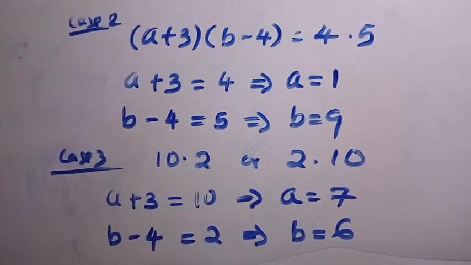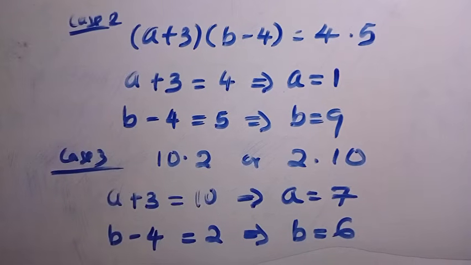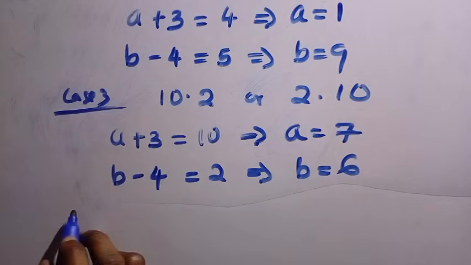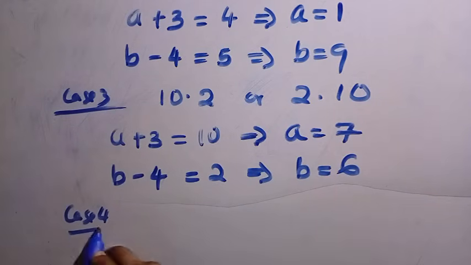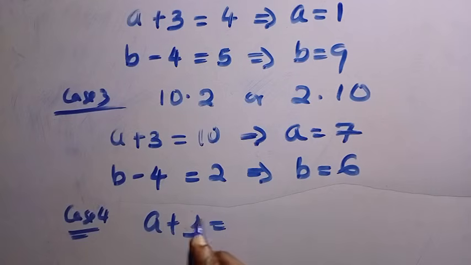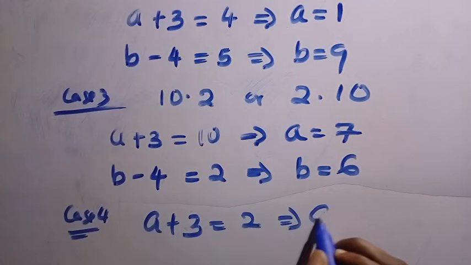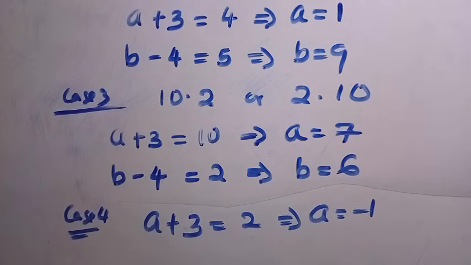And we test the other way around, that is 2 and 10. For case 4, we have A + 3 = 2. This implies that A is minus 1. But we cannot proceed with this, because the A that we got here is negative 1. That is not a natural number. So for this case, we are going to cancel it.